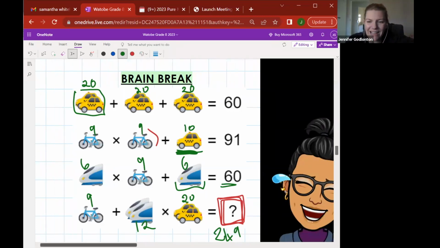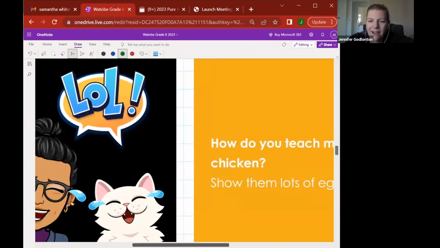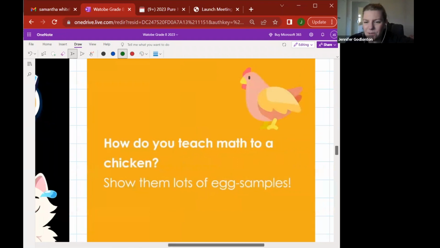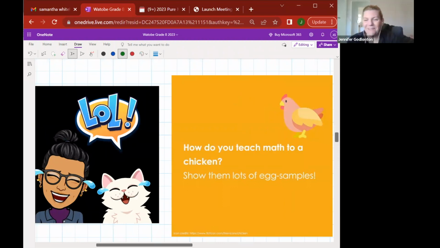Okay, let's quickly see what joke Teacher Sam has for us over here. How do you teach math to a chicken? You show them lots of examples. Where did she get these jokes? They're so great. The lamest jokes ever, and they always make me laugh. Oh, I love them. I love pun jokes. I never miss it. She always cracks it.